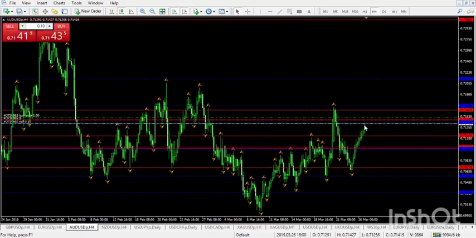After placing a good order, you can start trading safely, because the pivot gives you either an ascending signal or a descending signal. So you're going to have an upward or downward movement based on those signals.